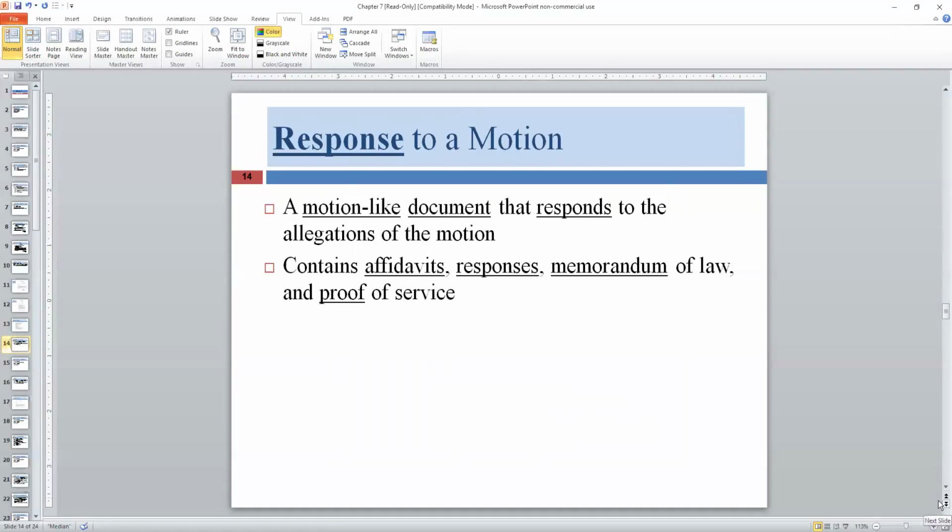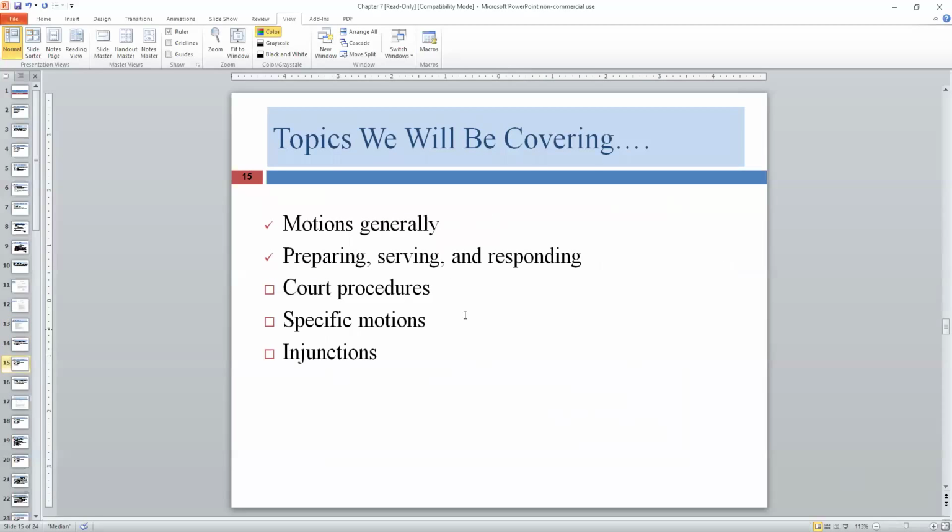You're going to have affidavits, very likely. You're going to have a memorandum of law. You're going to have proof of service. You won't need a certificate of conference, obviously, because that will have been included in the actual motion, and your response will make it clear whether you support or oppose the motion. So those are our first two steps.